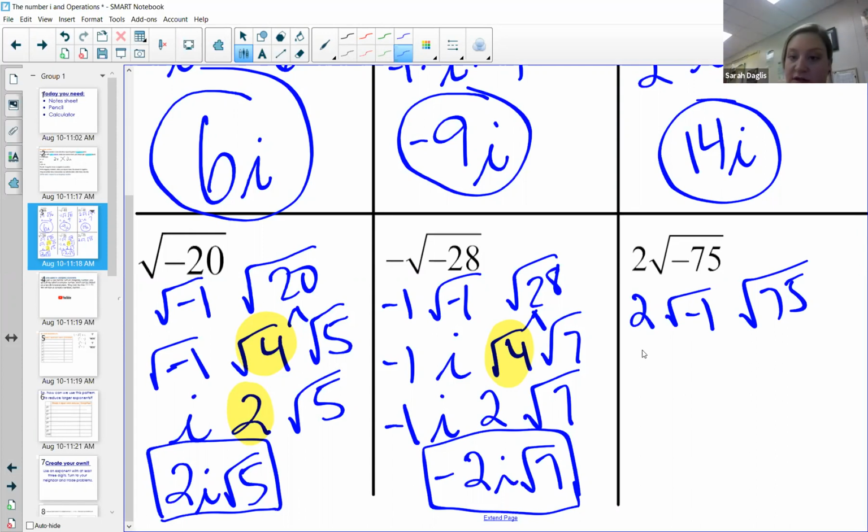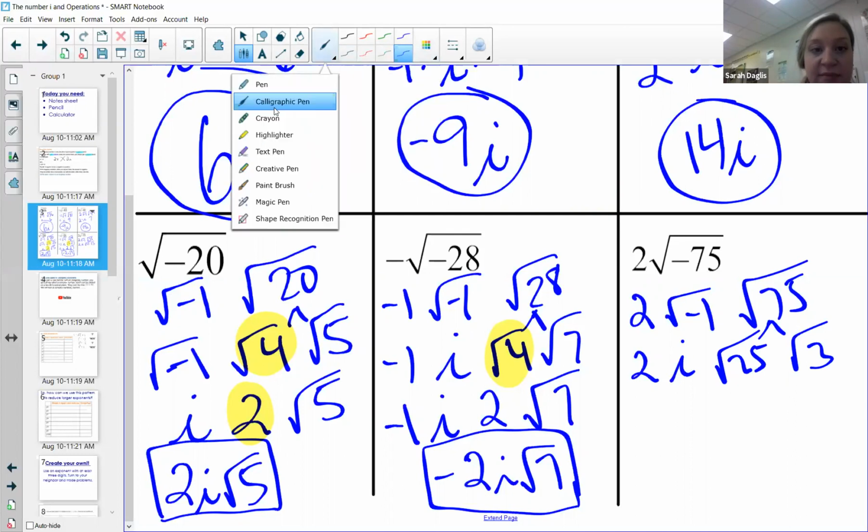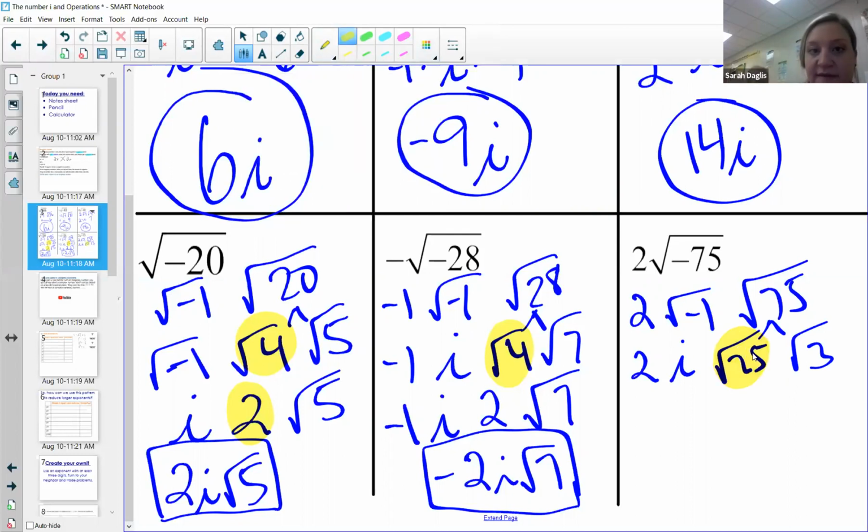All right, 2 stays 2. Square root of -1 is i. Here comes our imaginary. There is no nice square root of 75. That's a whole number, so we're going to break it apart. Lots of ways to do it. I think I know it's divisible by 5, but I'm going to use 25 and 3. If I do 25 and 3, I have found a perfect square again. The square root of 25 is a perfect square. The square root of 25 simplifies to just 5.